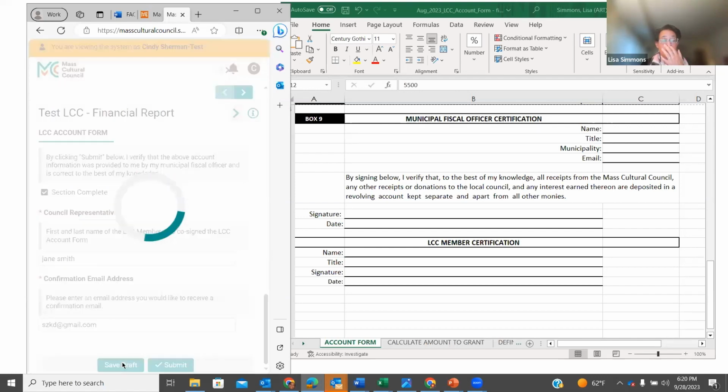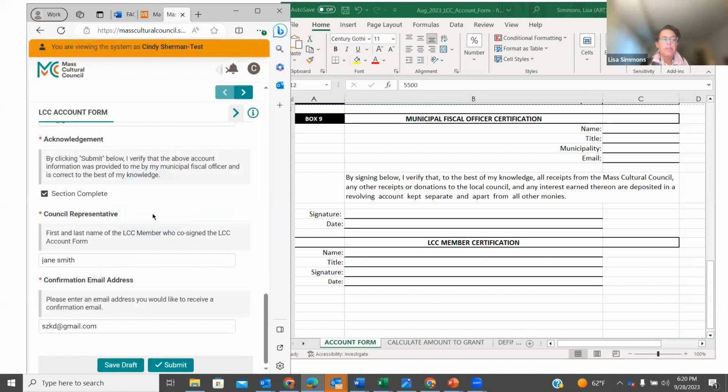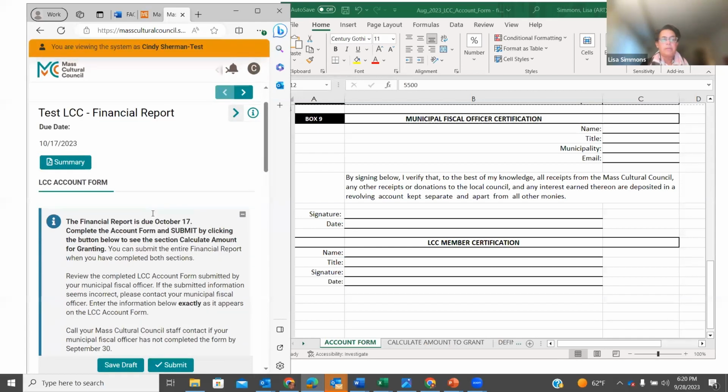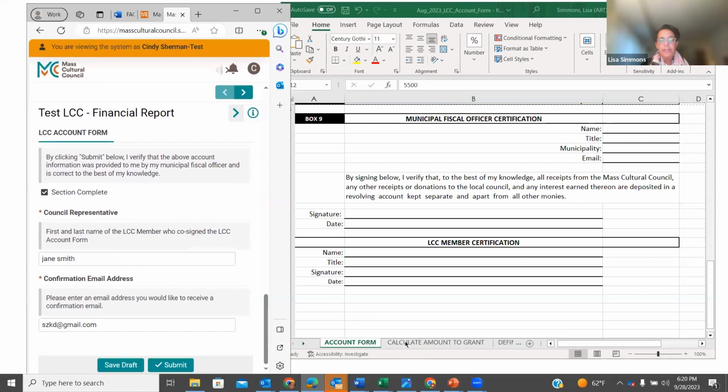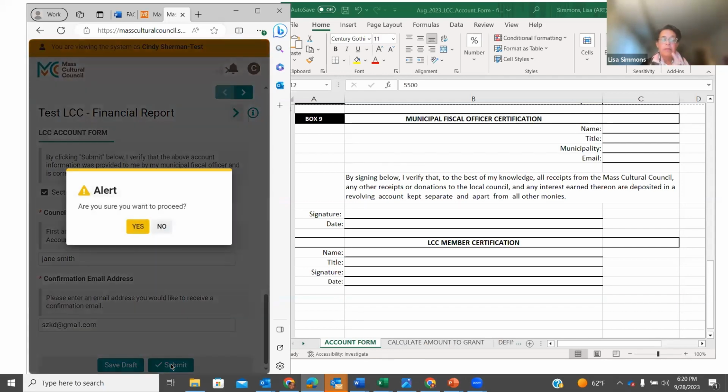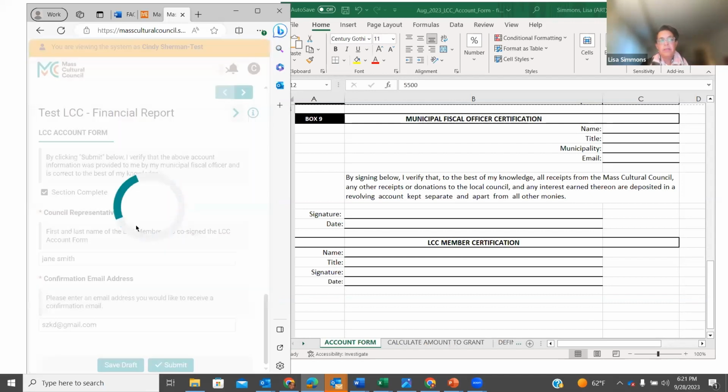So here I'm going to hit save draft, and we're all set, but we're not, because the only way for the calculate amount available for granting to show up is for you to submit this form in order for the other tab to show up. So you're going to hit submit, and anytime in this GMS program, when you hit submit, it's going to ask you, are you sure you want to proceed? And in this case, it's going to say yes, and you'll see what happens.